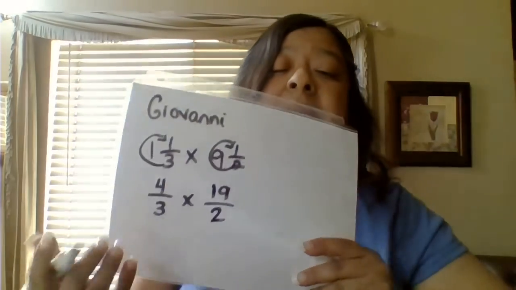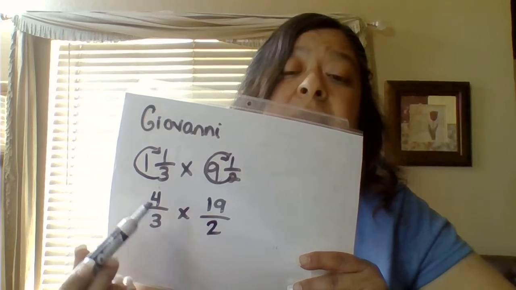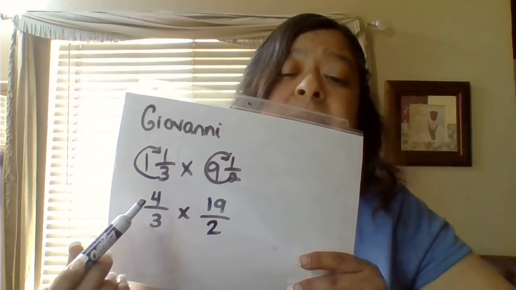19 over what? What will be the denominator? 2. Okay. So now look at that problem. Do you see any numbers that could be simplified? If you look at the 2 and 4, can 2 go into 4? Yeah, 2 times. Okay, so cross out the 4 and put a 2. And 2 goes into 2 how many times? 1. All right.